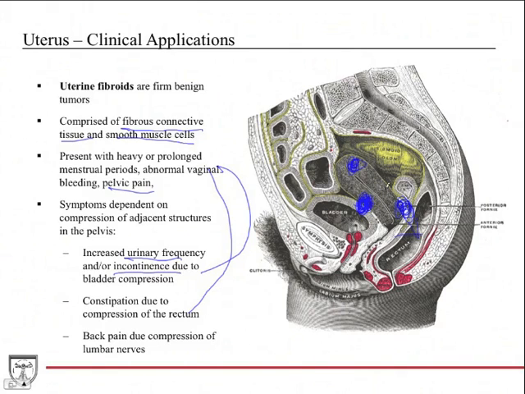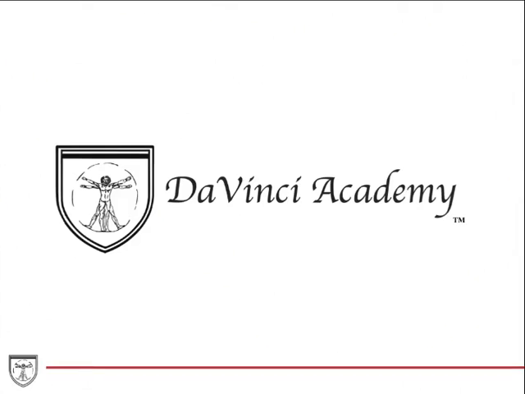Now, you can also have one here in the more posterior aspect, and it compresses on the spinal nerves that are coming out of the spine here. What that can create is compression of the lumbar nerves and give you a back pain sensation. Or even if it got big enough and pressed on the sacral nerves, you could get a sciatica-type pain. All right, and that wraps up our discussion of the anatomy and clinical pearls of the uterus.